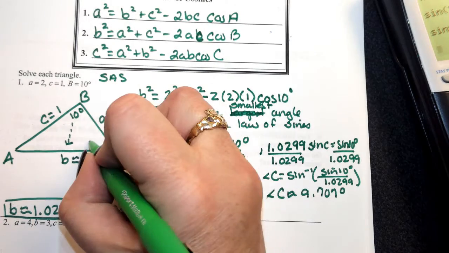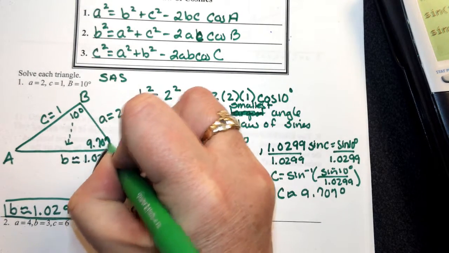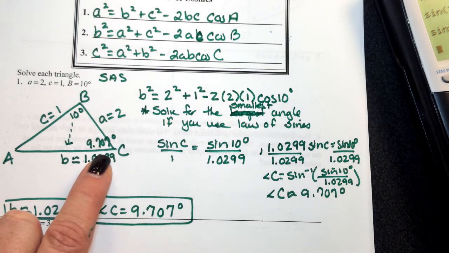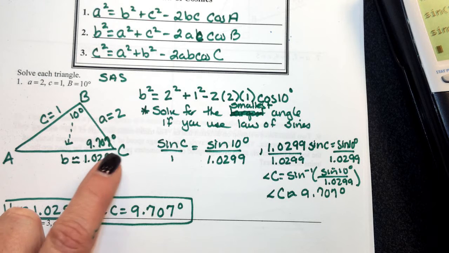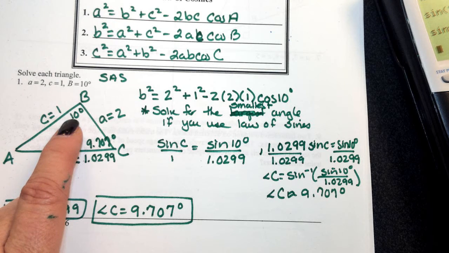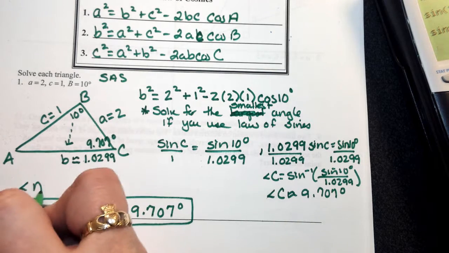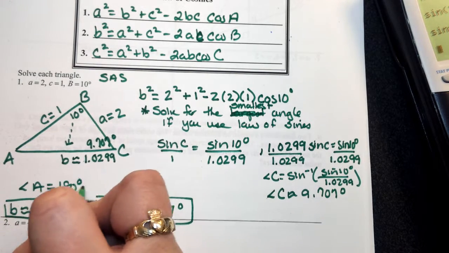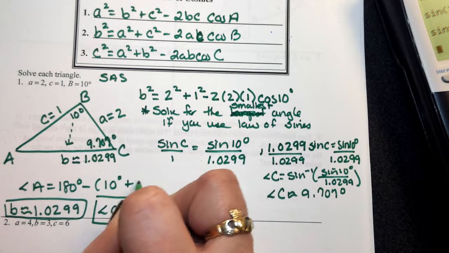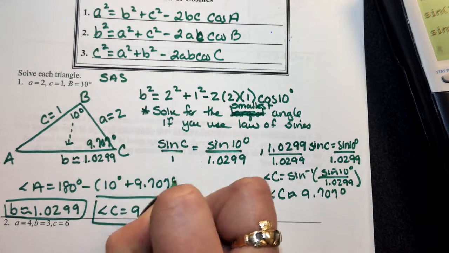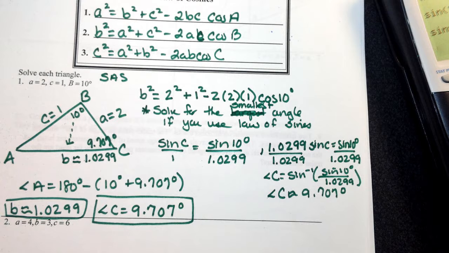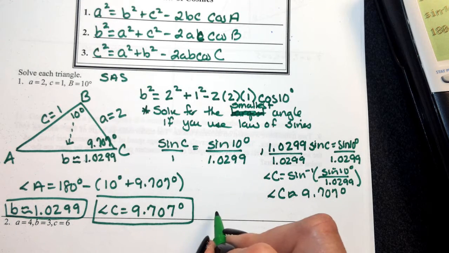So now, if angle C is 9.707 degrees, how can I find angle A? I can simply do what? Add angle C and angle B together, and then do what with it? Subtract it from what? 180. So then angle A is going to be equal to 180 degrees minus the sum of 10 degrees plus 9.707 degrees. So 160.293.